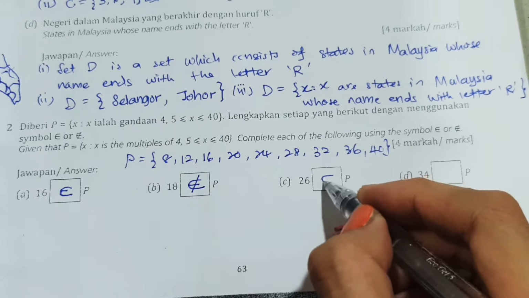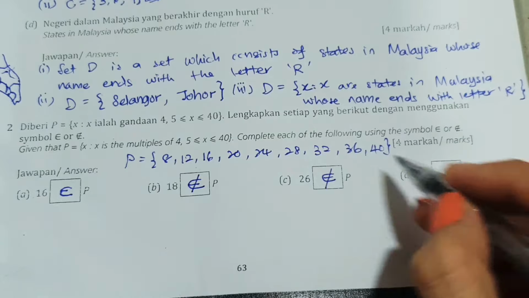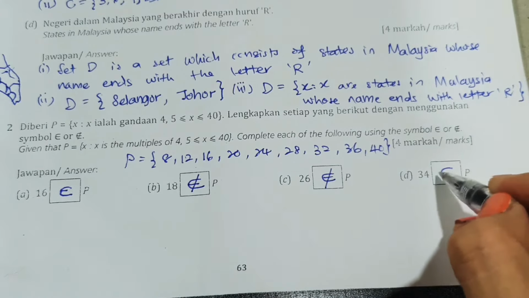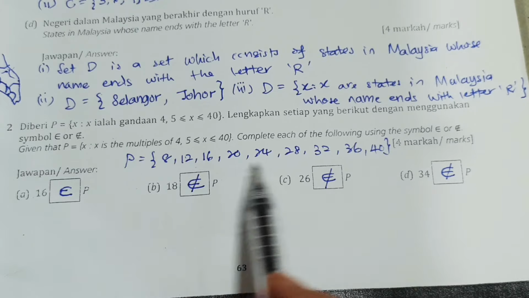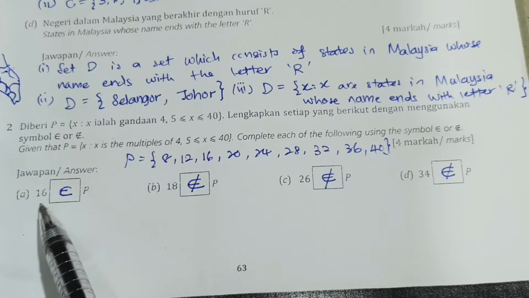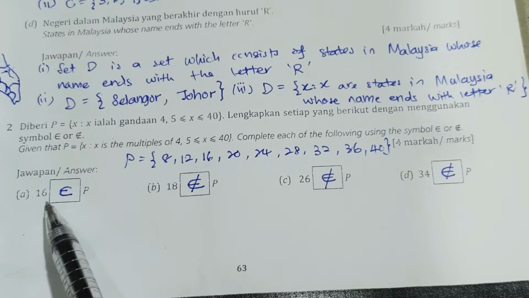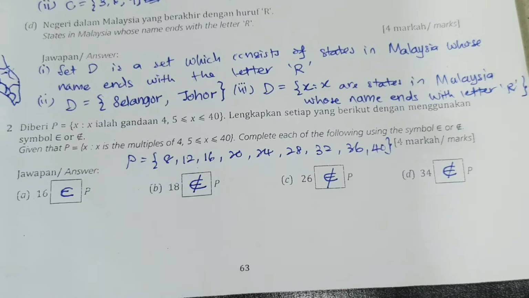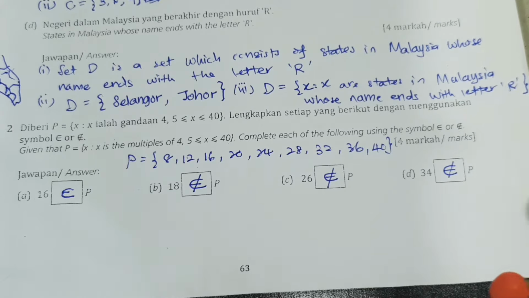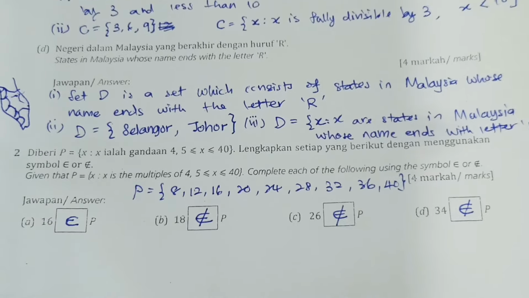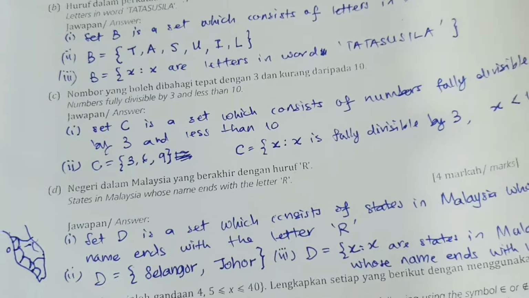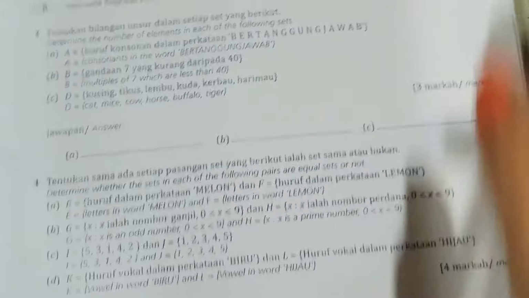26 is not in, so it is not. 34 is not in, so it is not. Now, I believe some of you may say, why should I list out? I just check whether they can be divided by 4 exactly. Yes, you can do that, no issue. I'm just making a general statement that to solve the set, we always use the listing method so that we can solve the question easily. Okay?